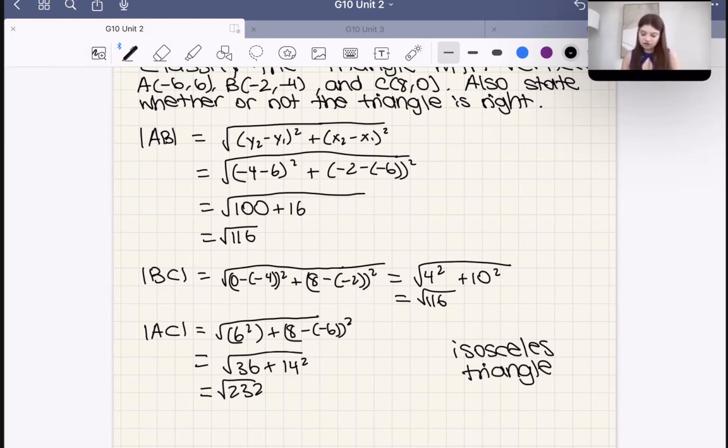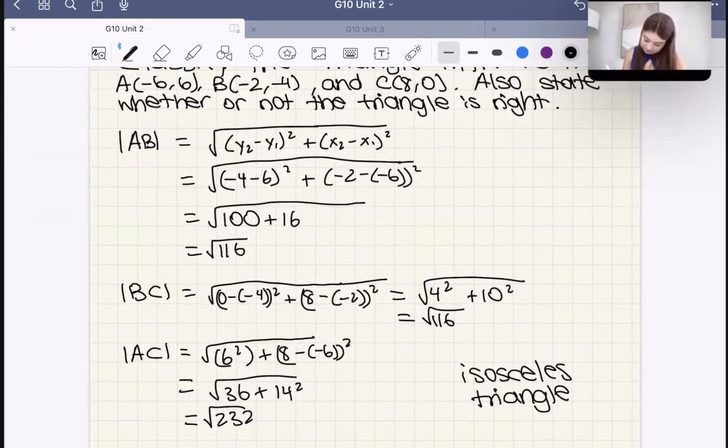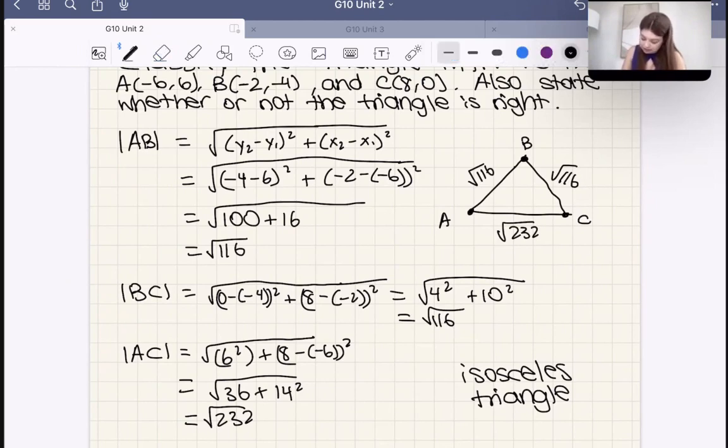And I'm going to actually draw a picture here to show you what I mean. So let's say we have A, B, and C like this. We know that AB and also BC are the same length, right? We know that these are the same length. These are both root 116. And so the only possibility for what could be the right angle is this one, right? Because these two angles here have to be the same. So this is the only angle where we connect at B that could even possibly be the right angle.